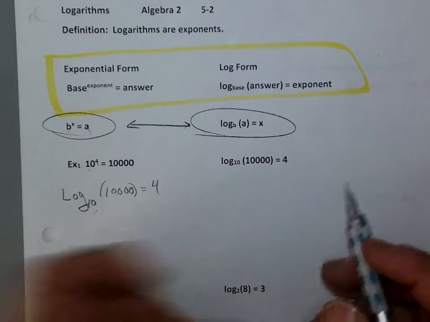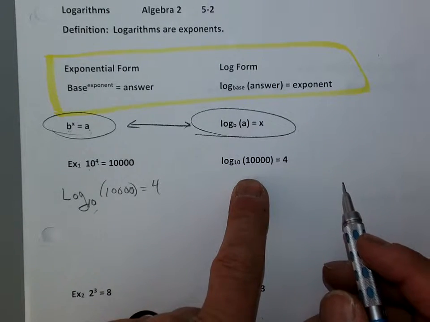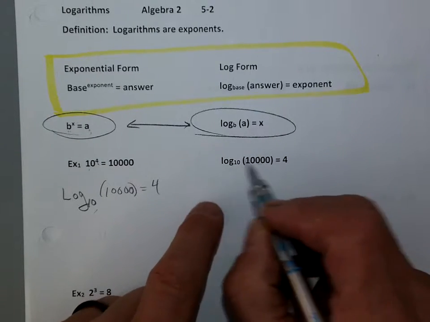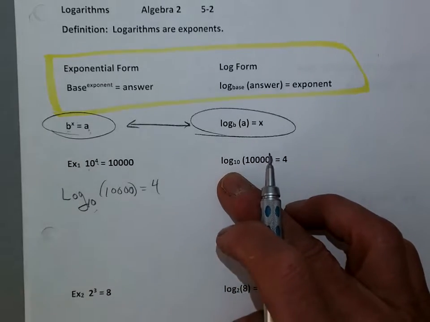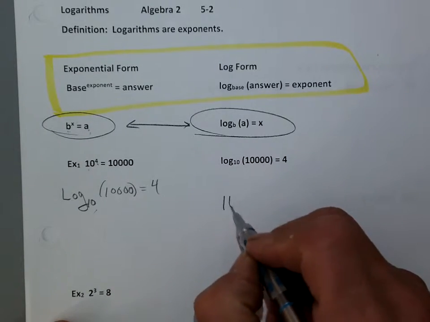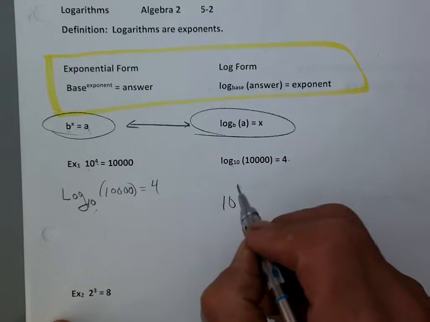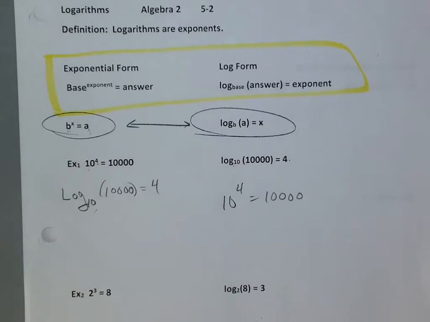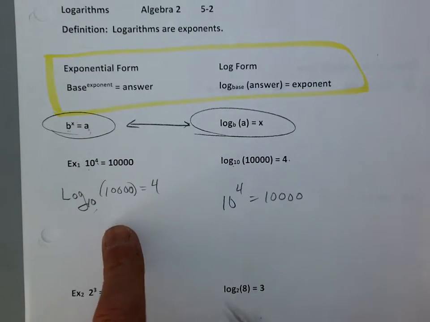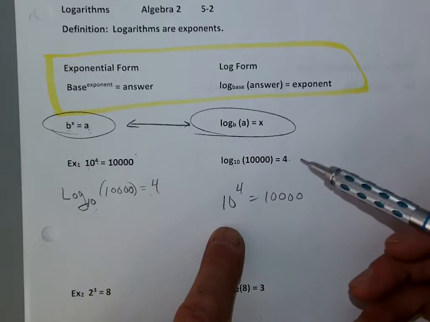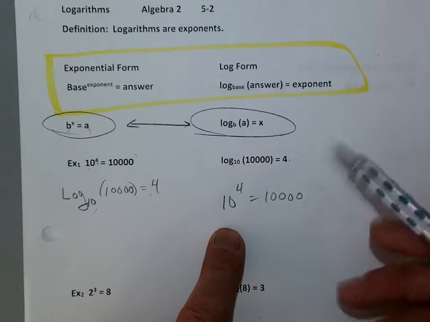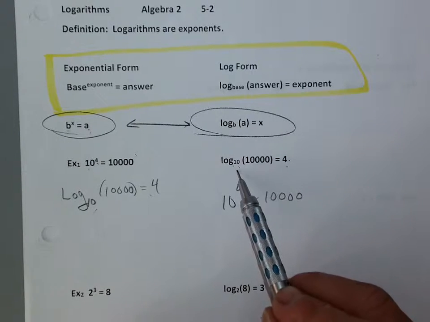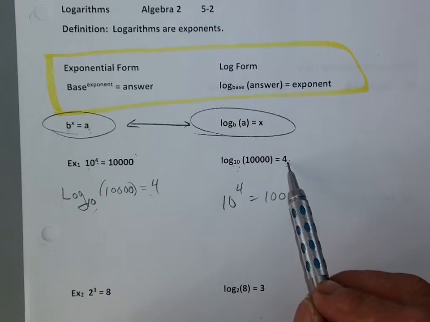So then, same thing here. We're going to go just the opposite. If we want to change this to exponential, here's my base to my exponent equals my 10,000. So all you're doing is transposing it from one form to the other, from exponential to log, or from log to exponential. That's my base, and that's my exponent, and that's my answer.